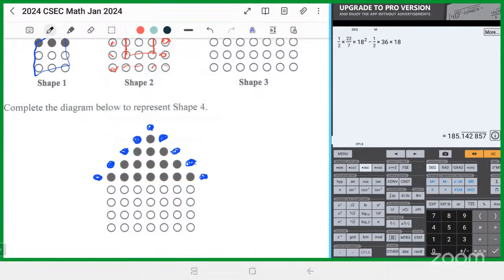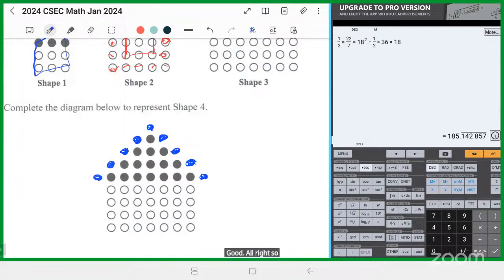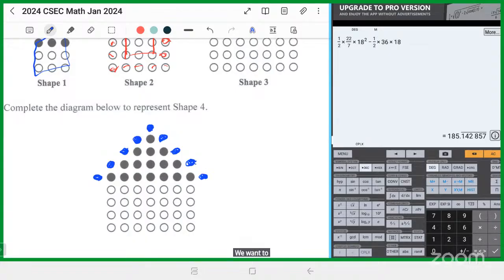Good. All right, so let's observe. Everybody's going to observe it differently as we go from shape to shape. Once you get the final thing correctly, good. We're going to add the white ones this time, right?